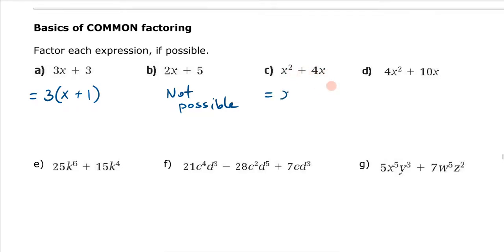So this would be x, create your bracket. x squared divided by x is x. 4 times x divided by x is 4. And so I have my factored form, x times x plus 4. It's a product of a monomial x multiplied by an expression x plus 4. Okay.